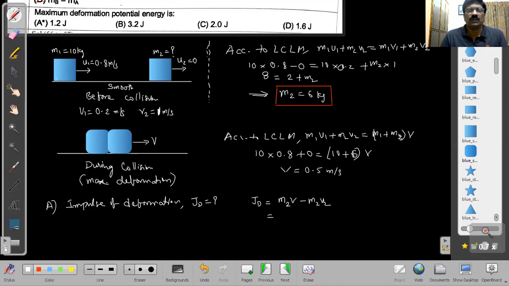This is equal to m2, which is 6, and the common velocity we got is 0.5, no? So into 0.5 minus, as u2 is 0, that becomes 0, that is equal to 3 Newton second. So therefore impulse of deformation JD is equal to 3 Newton second, or we can write kilogram meter per second also, because impulse means change in momentum, no? So this is the impulse of deformation.